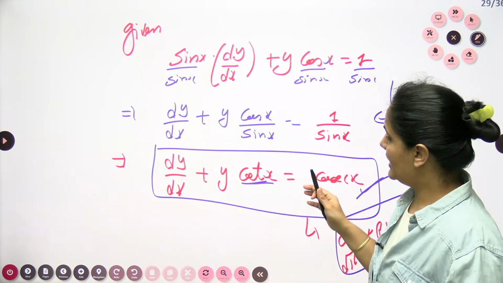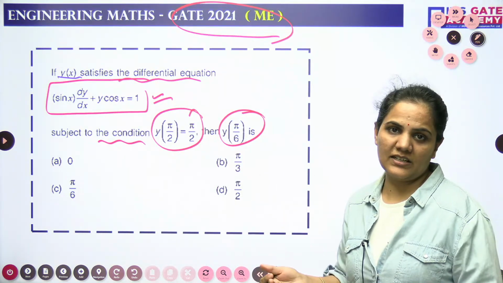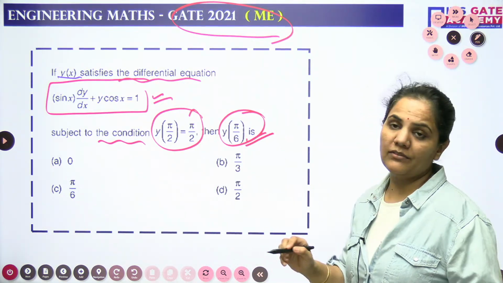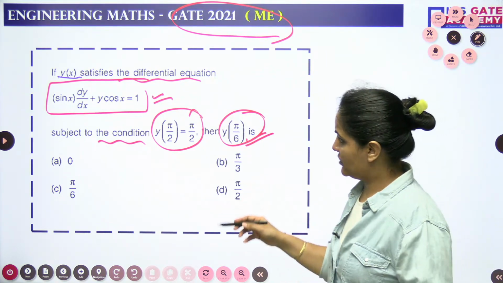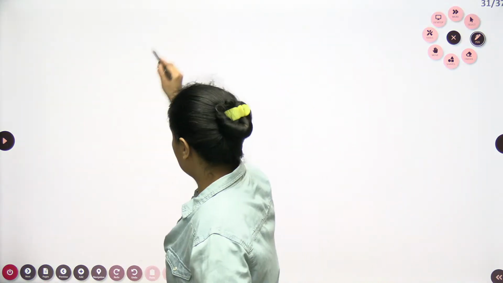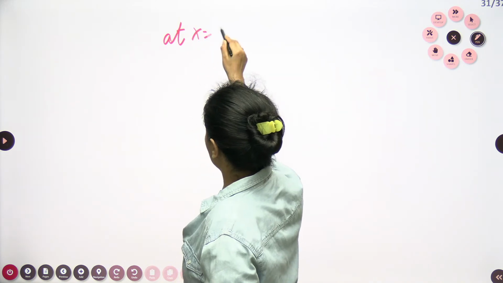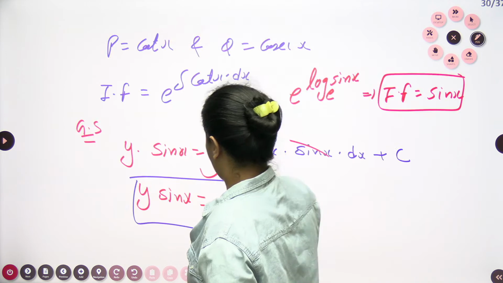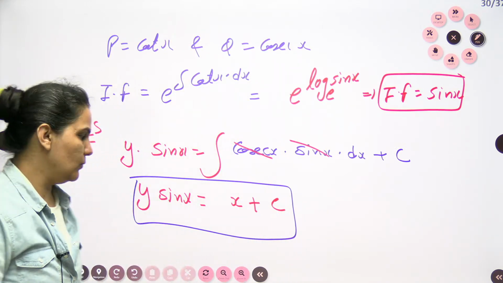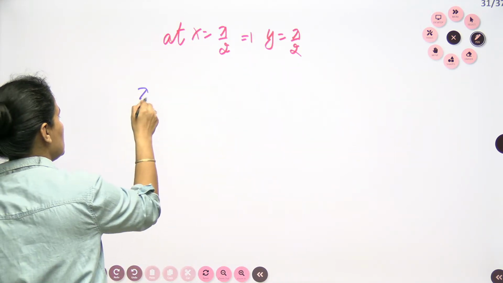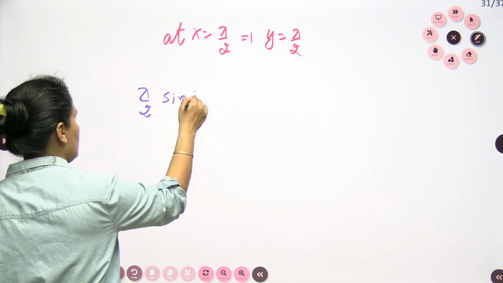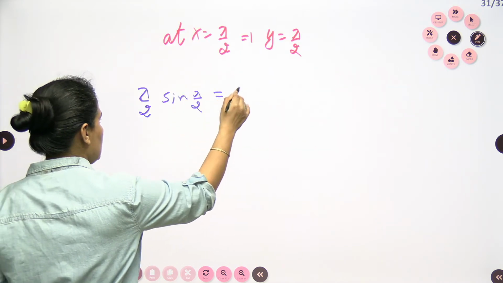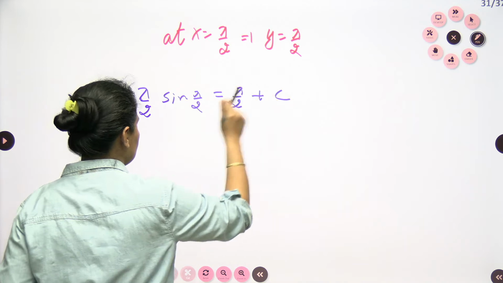But here some initial conditions are also given to us, and we need to find the value at pi/6. So first of all, we will use these initial conditions, that at x is equal to pi/2, the value of the function is also pi/2. So let's put pi/2 here. This is pi/2 times sin of pi/2, which is 1, is equal to pi/2 plus c.